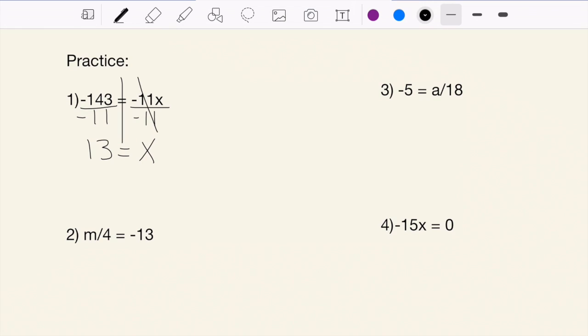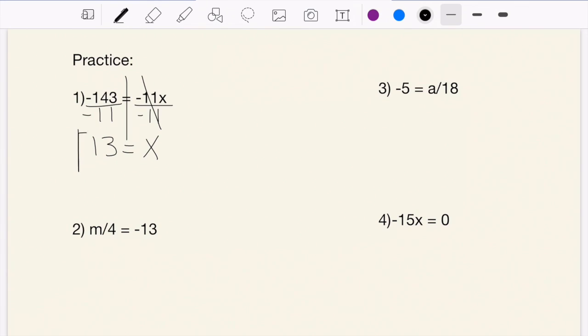So x equals 13. Remember, when you divide a negative by a negative, it's going to give you a positive. So you may be tempted to say negative 13. It is not. It is positive 13. All right, let's look at number 2. M over 4 equals negative 13.